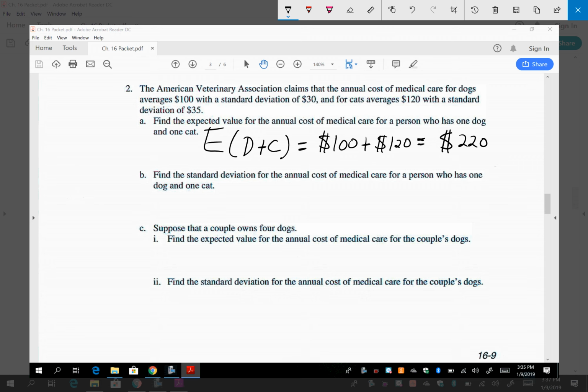Now, the next one: find the standard deviation for the annual cost that it will cost this person to take care of their cat and dog. Whenever I see find the standard deviation, my head goes crazy with that I should use what? Variances. You guys got it. So I want to do the variance for a dog and a cat. Now, what do students want to do in my class? Students want to take 30 and add it to 35 and get $65 for the standard deviation. And that's wrong.